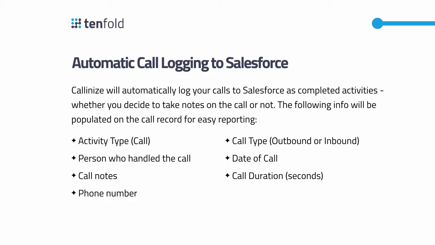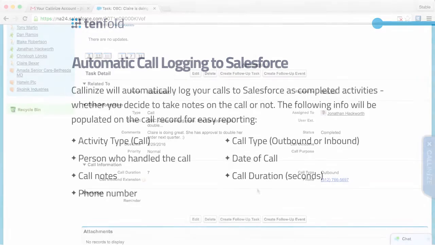Colonize will automatically log your calls to Salesforce as completed activities, whether you decide to take notes on the call or not. The following will be populated on the call record for easy reporting: the activity type, the call handler, call notes, the phone number, the call type, the date, and the call duration.